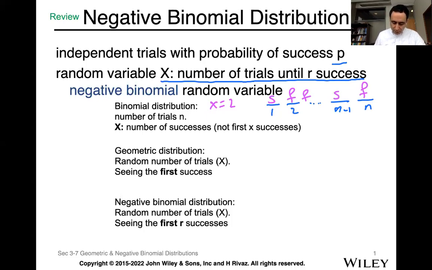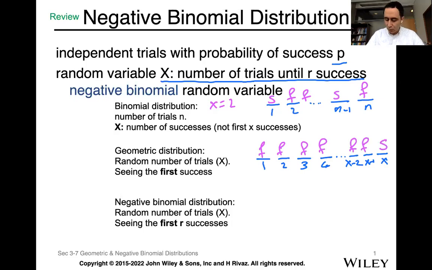For the case of the geometric distribution, my random variable is X. That means that I'm repeating the experiment X times until I succeed once. So this is 1, 2, 3, 4, ..., X minus 2, X minus 1, X. That means that all of these are failures, and I only have one success, which is the last one. The goal here is to succeed once. Once you succeed, you quit the experiment. You abort the experiment.